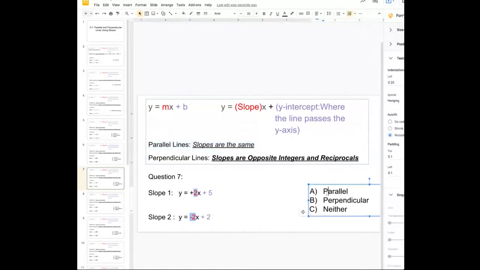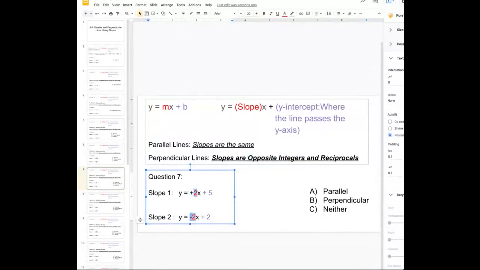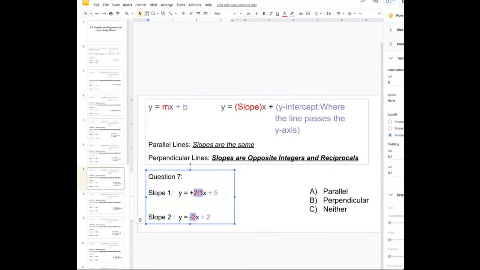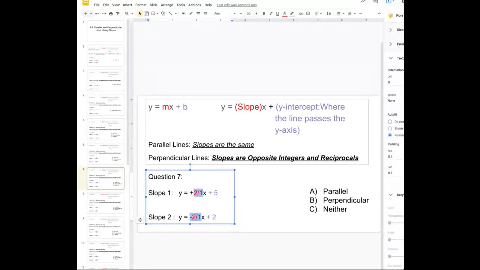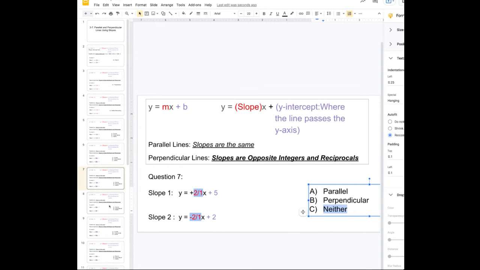Okay. And here, are they perpendicular? Are they opposite integers? Yes, they are. One's positive, one's negative. But are they reciprocals of each other, right? 2 over 1, I'll just expand on it. And 2 over 1, are they reciprocals? They are not reciprocals, right? Because the reciprocal of 2 over 1 is 1 over 2. This is the same thing. It's not 1 over 2, so it's not perpendicular, right? So the answer is neither. Good job on practicing that, good job.